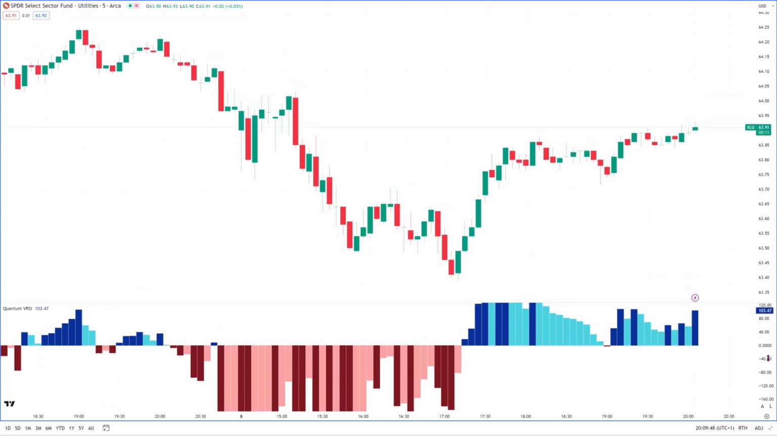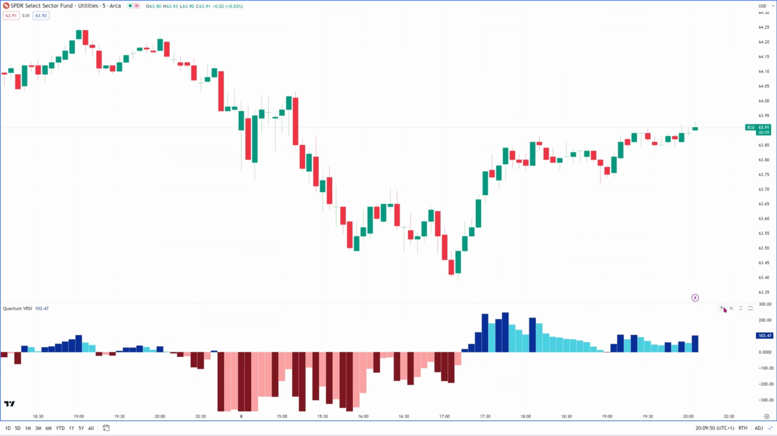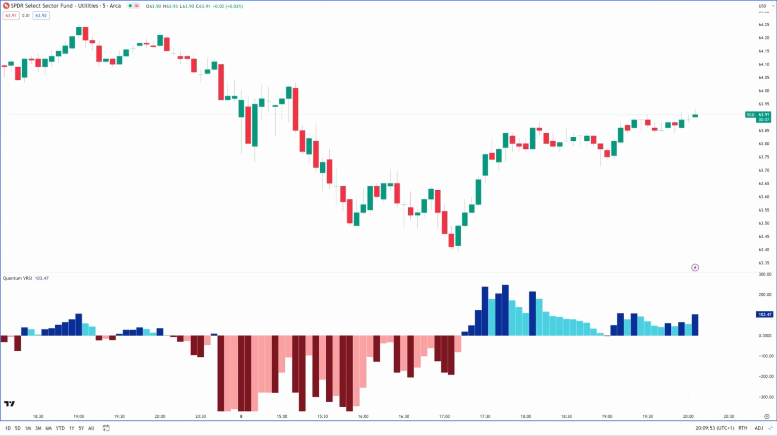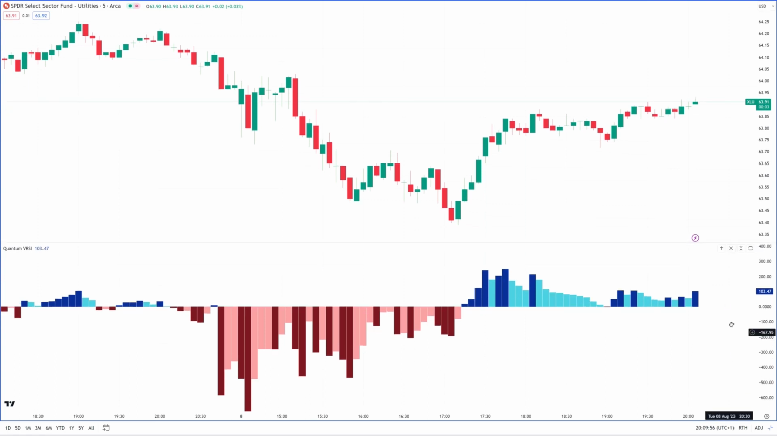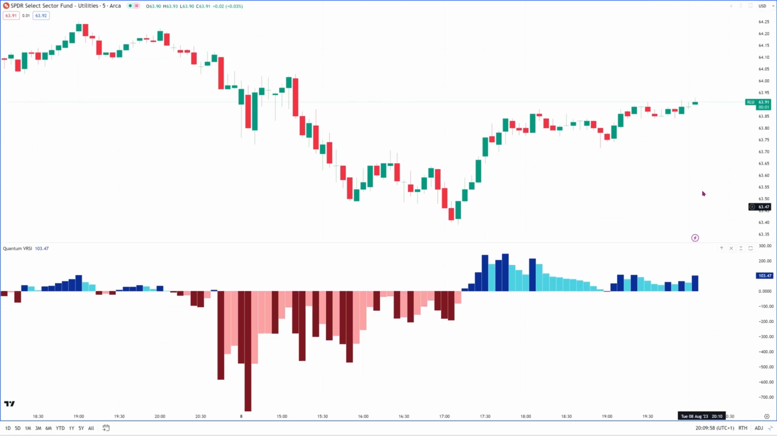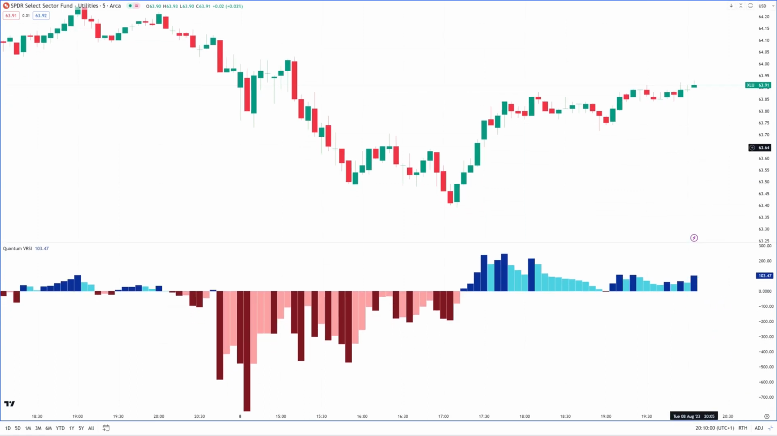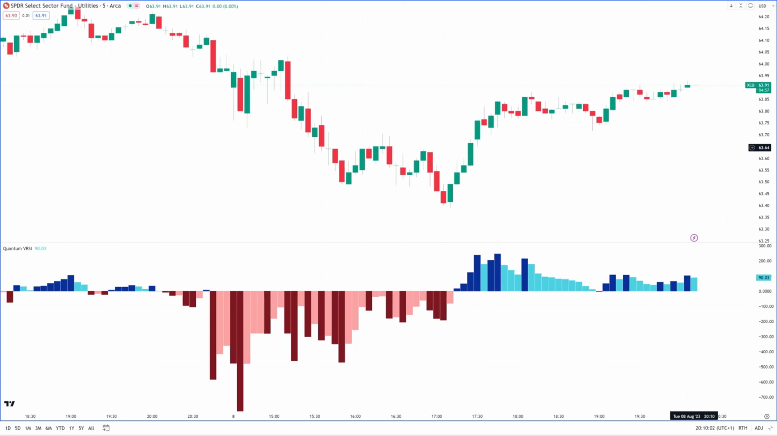Just trying to resize this a little bit, just make it look a little more attractive and get everything into focus, because again, we've got some quite big down pressure bars. There we go. That looks pretty good now. As I say, we're on 5 minutes, and this is the XLU utilities. And again, a very nice example of lots of lessons that we're learning here.